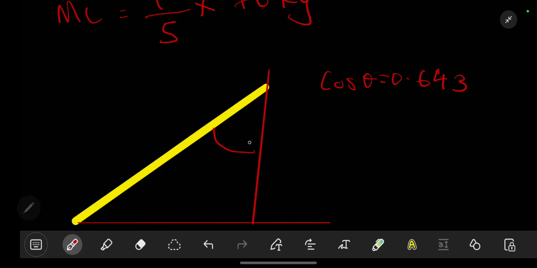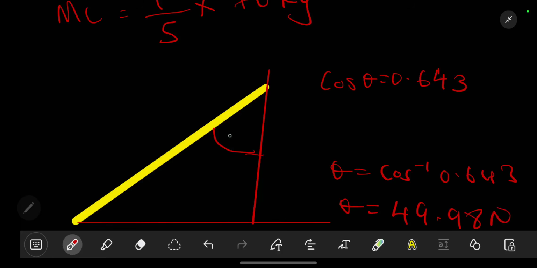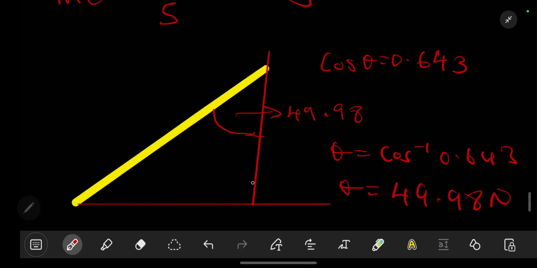So we are going to find our angle here, which is theta, equal to cos inverse of 0.643. This is going to give us an angle of 49.98 degrees. So this is our angle here, 49.98. The wall is made straight, so meaning the angle here is 90 degrees. So we are going to assume that the wall is straight like that.